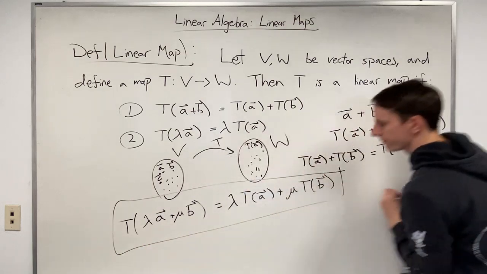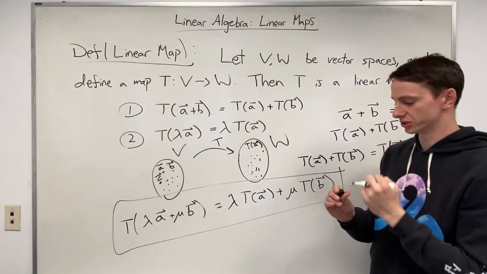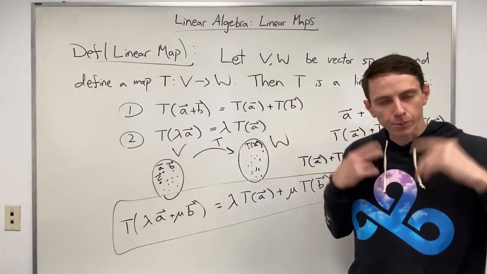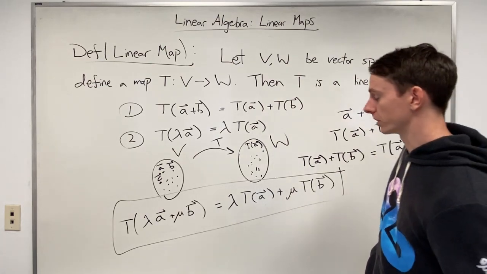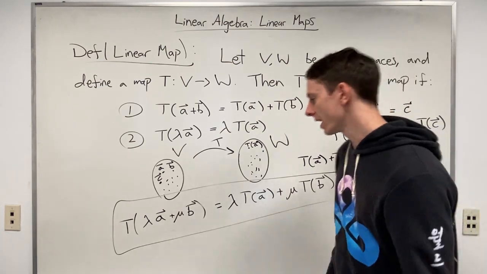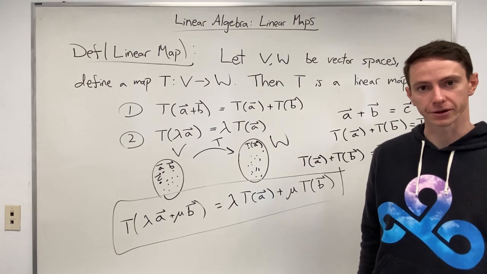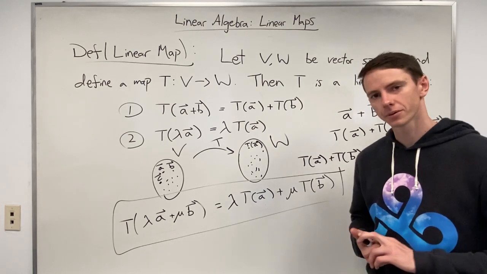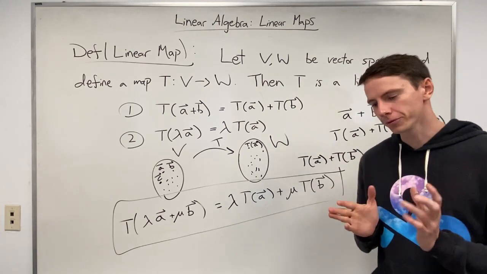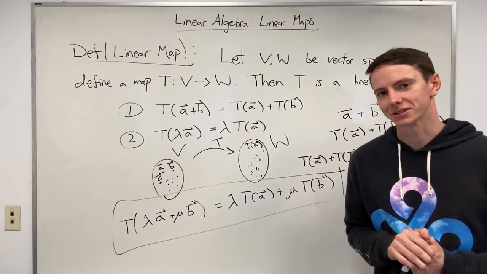And this definition right here, the one that I just boxed, is really, I'd say, what people think of when they think of what it means to be a linear map. T is a linear map if it satisfies this property right here. Okay, so hopefully that makes sense.